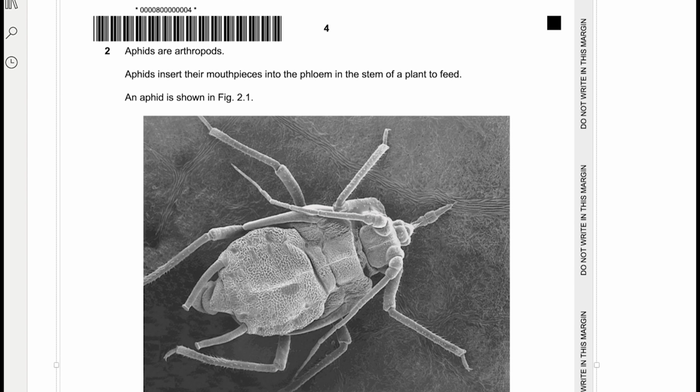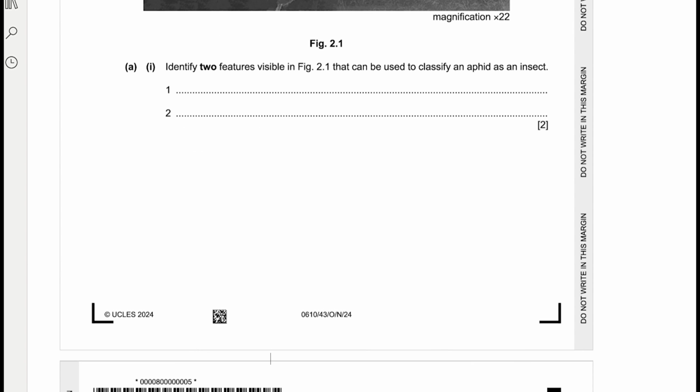Aphids are arthropods. Aphids insert their mouthpiece into phloem in the stem of the plant to feed. That is what they do. These are aphids. As we can see there, we have the diagram of the aphid. Identify two features visible in 2.1 that can be used to classify aphid as an insect.